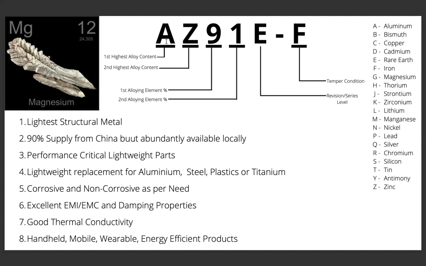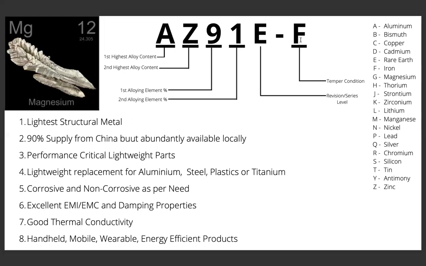So A stands for aluminium, Z stands for zinc, and 9 and 1 are the respective percentage of that element in that composition. So 9% aluminium, 1% zinc. E is the revision of the alloy. Like I mentioned, over the years, magnesium has been refined several times to perfect the composition to make it more non-corrosive. E is the current composition that is being used globally. And F is the temper condition.